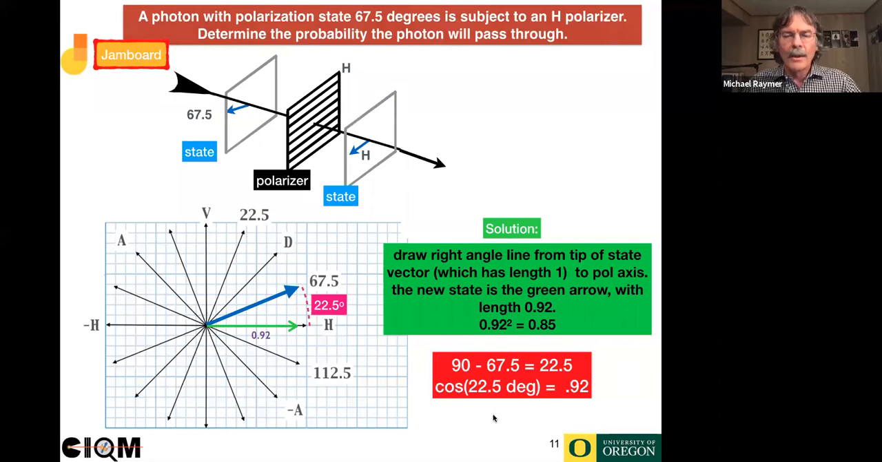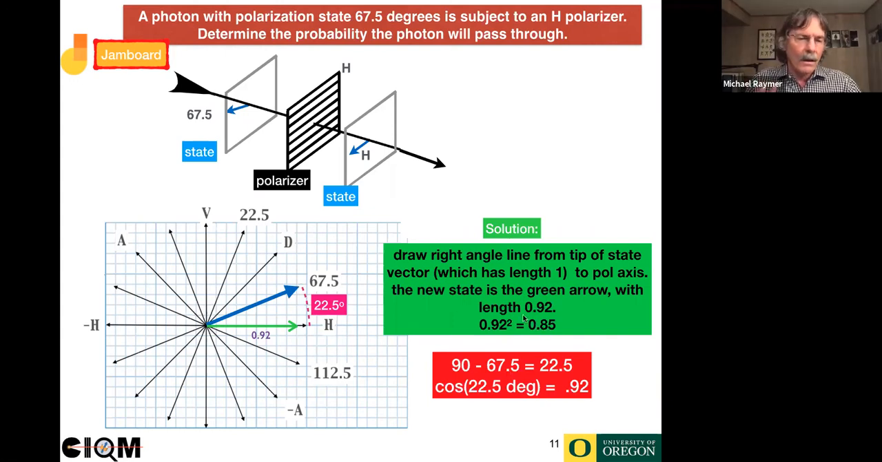For those who like trigonometry, you could also do it this way. The angle from V to H is 90 degrees. Therefore, if this is 67.5 degrees over there, then the angle between H and the state vector is 22.5 degrees. So if you take the cosine of 22.5 degrees, and notice I was making a mistake when I went into Google to calculate this cosine: if you don't type in degrees here, it thinks you're working in radians and you get the wrong answer. So you have to say cosine of some number in degrees. That gives you 0.92, which is the same thing that we estimated from our graph paper. And then you square that and you get 0.85.